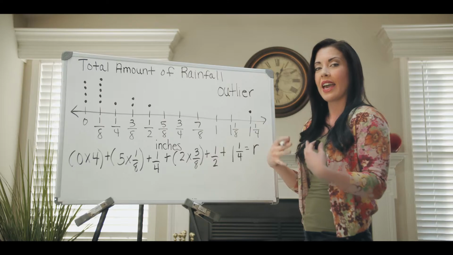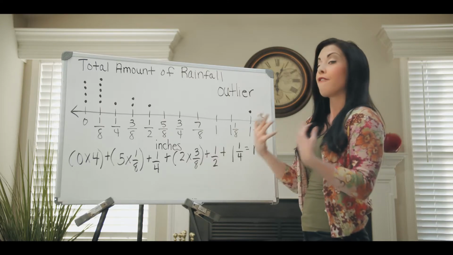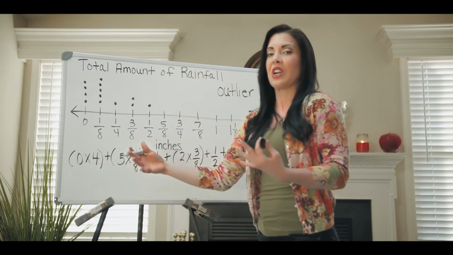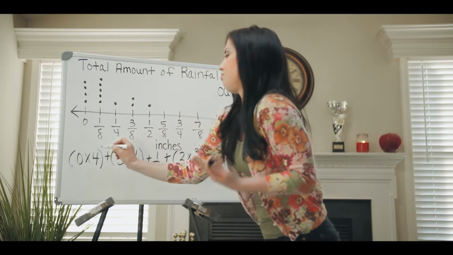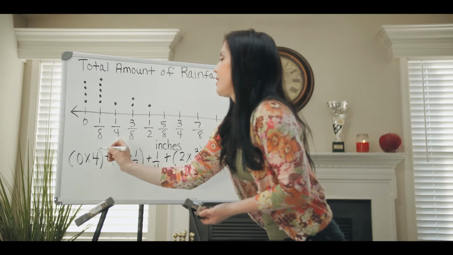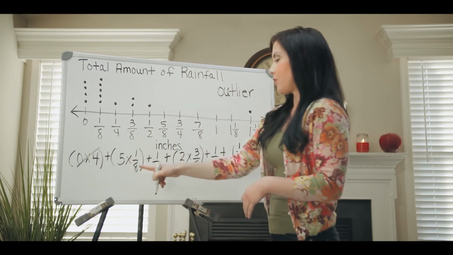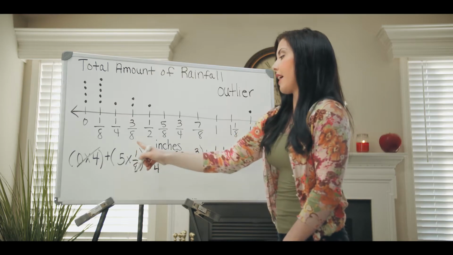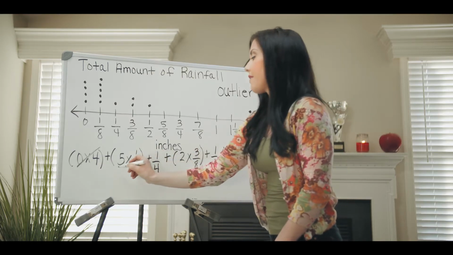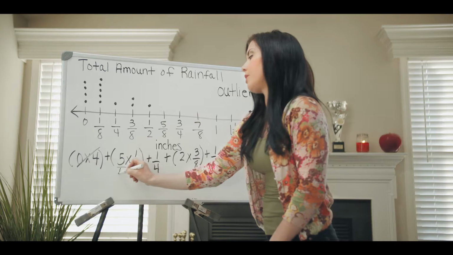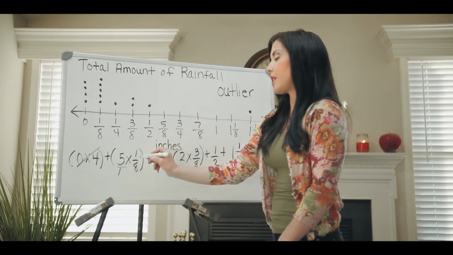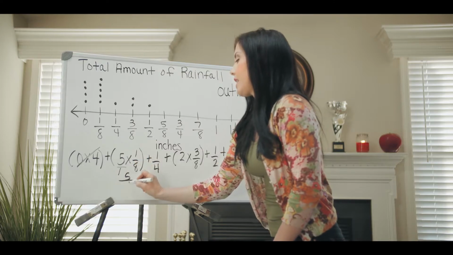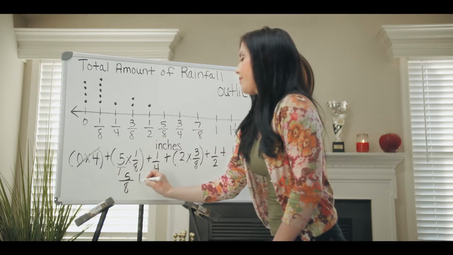So now I can go ahead and start solving further, okay? So I know 0 times 4 is 0. I don't have to add that in. 0 plus anything will be not adding anything. So now we're gonna go ahead and multiply straight across. 5 times 1 is 5, right? And remember, you can put your whole number over 1. 5 times 1 is 5. And 1 times 8 is 8.